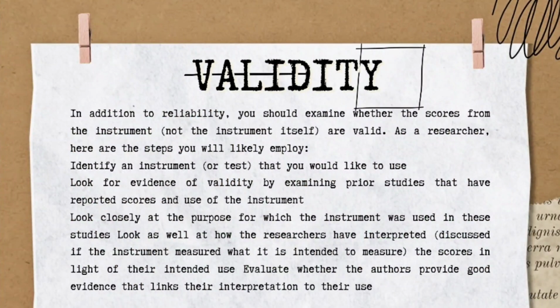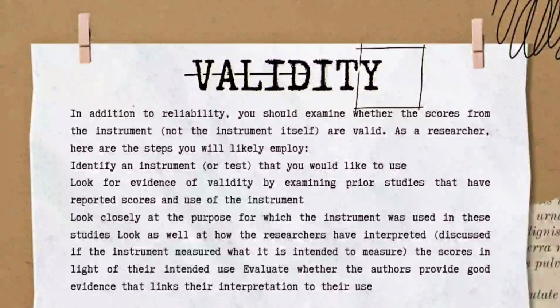Meanwhile, validity is basically measuring what you intend to measure. A valid instrument truly measures what it claims to measure. So going back to the tree example, if your ruler is broken and measures an inch off, it wouldn't be valid for measuring that tree's height.